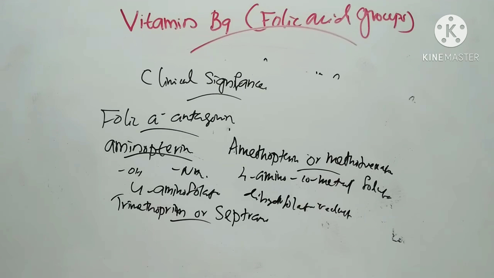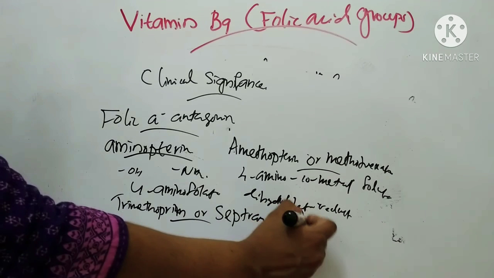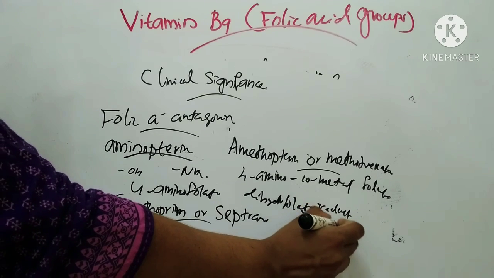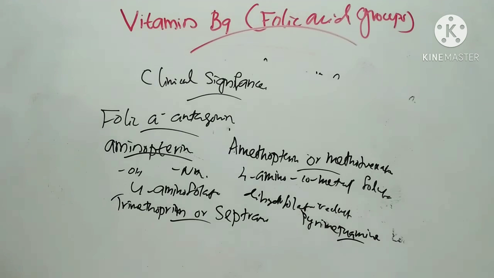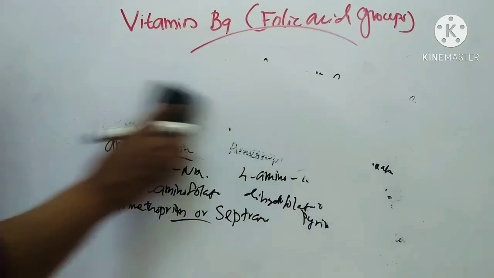Next one is pyrimethamine. It is used as an anti-malarial drug. It also inhibits the enzyme dihydrofolate reductase. So most of them inhibit the enzyme dihydrofolate reductase, and tetrahydrofolate formation is reduced. These are the folic acid antagonists. Next one is deficiency manifestations.